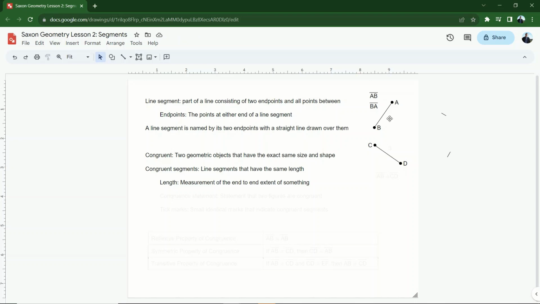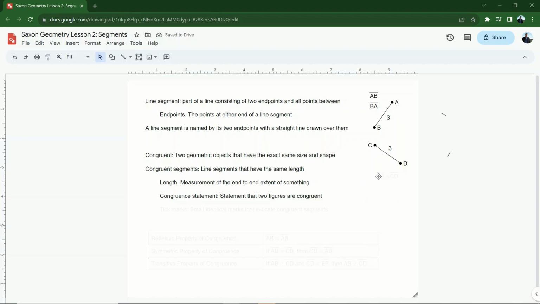And let's say that I measured AB with some measurement instrument and found that it had a length of 3. And I measured CD and found that it had a length of 3. If I found that these two segments had the same length, I would say that segment AB is congruent to segment CD. That is a congruence statement, a statement that two figures are congruent.